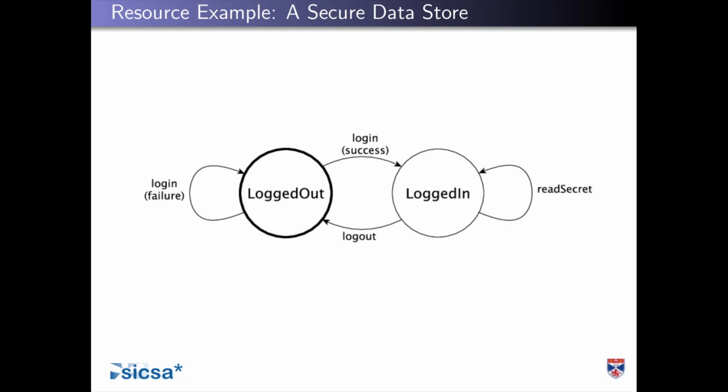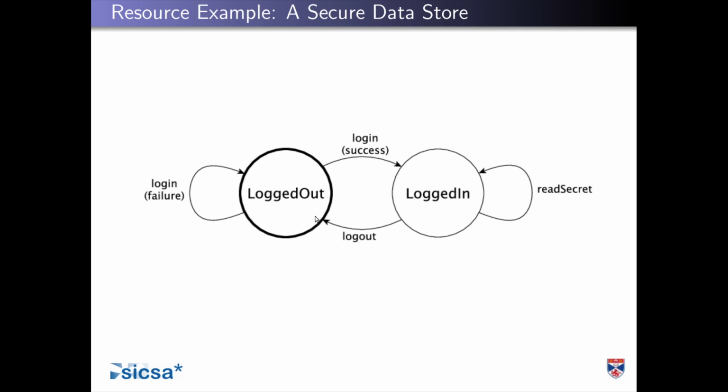So one thing we might want to do is encode a secure data store where we can only read the secret data from the data store when we've successfully logged in. When we log in, that might fail or succeed depending on whether we got the right password. So we start in the logged out state. We can get into the logged in state if we log in and the machine tells us yes, that succeeded. We can read the secret as long as we're in the logged in state, and we can log out and get back to the logged out state when we're in the logged in state.